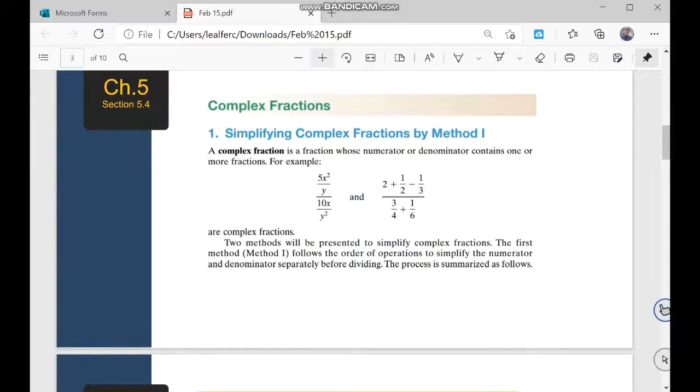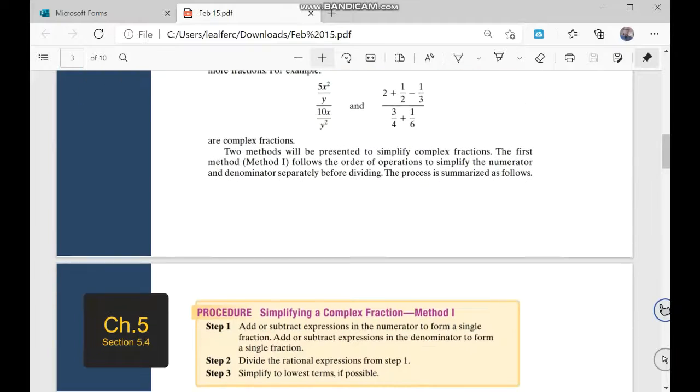Today we will work with complex fractions, and there are 2 methods to simplify complex fractions. Method 1, method 2. Let's skip this explanation and go straight to the example, because I think you can understand applying on an example, right?